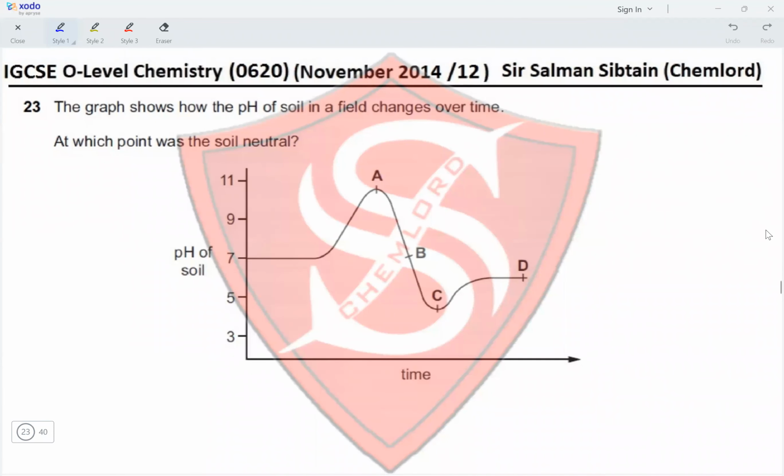Question 23. The graph shows how the pH of soil in a field changes over time. At which point was the soil neutral? So the soil started off neutral. It went alkaline at A. It went back to neutral at B. It went very highly acidic at C. And it came back to slightly acidic at D. So at B, the soil was neutral because B is on the pH of 7 and pH of 7 is the neutral pH. So this makes B the correct option for this question.